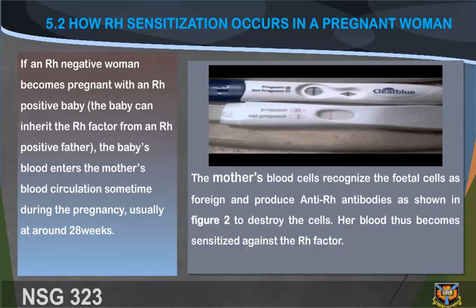5.2. How Rh sensitization occurs in a pregnant woman. If an Rh negative woman becomes pregnant with an Rh positive baby, the baby can inherit the Rh factor from an Rh positive father. The baby's blood enters the mother's blood circulation sometime during the pregnancy, usually at around 28 weeks. The mother's blood cells recognize the foetal cells as foreign and produce anti-Rh antibodies, as shown in Figure 2, to destroy the cells. Our blood thus becomes sensitized against the Rh factor.